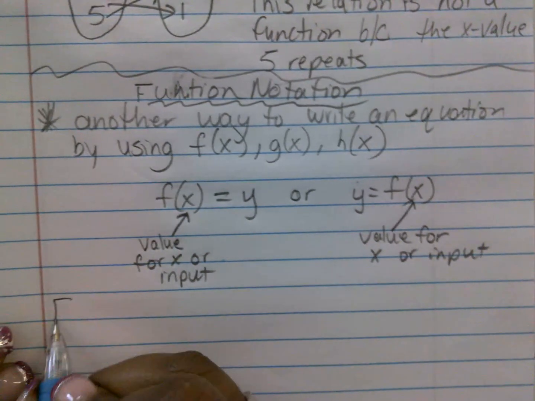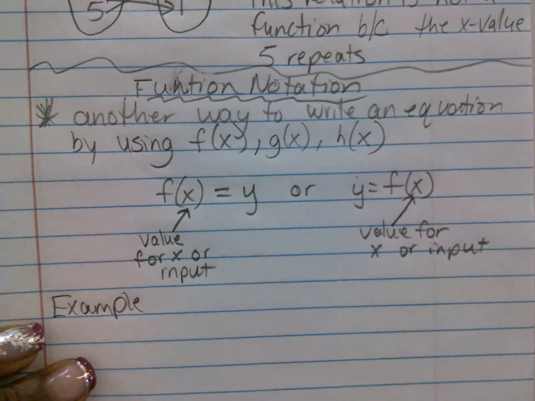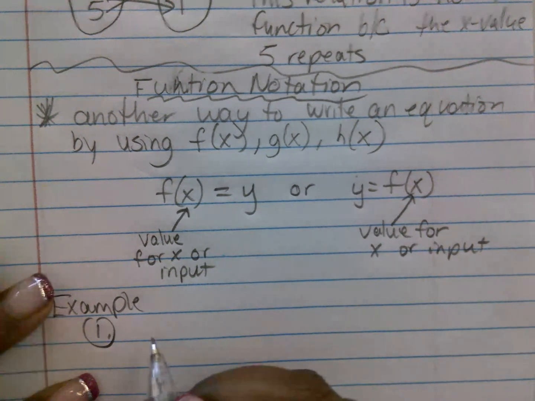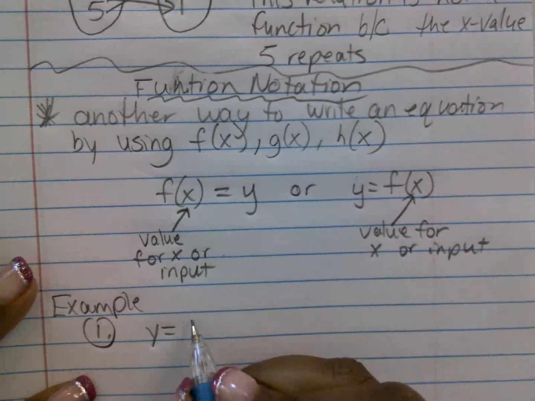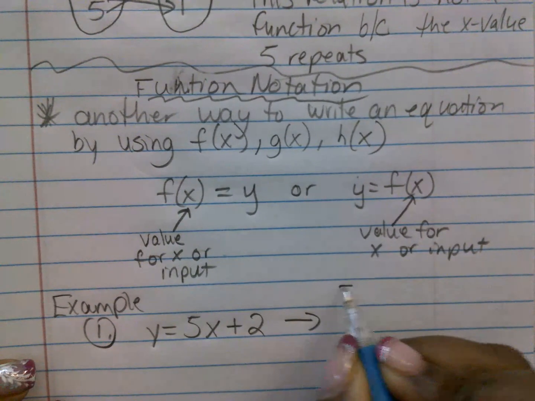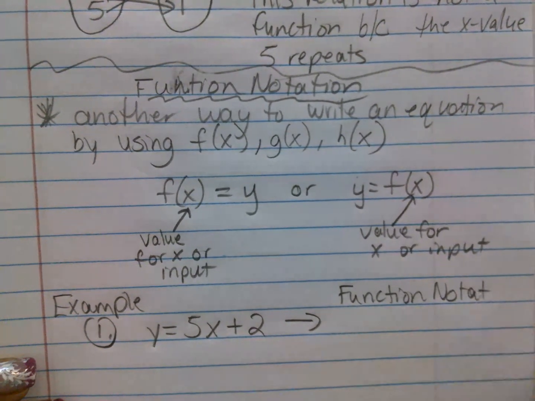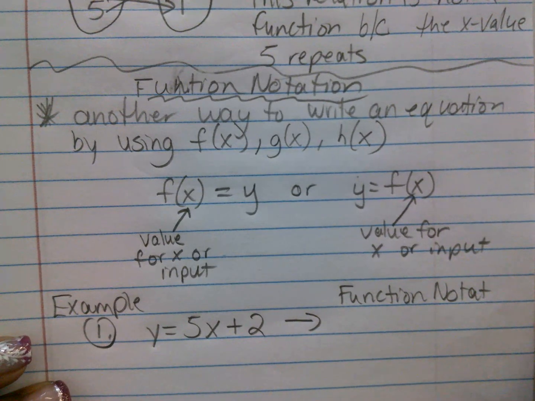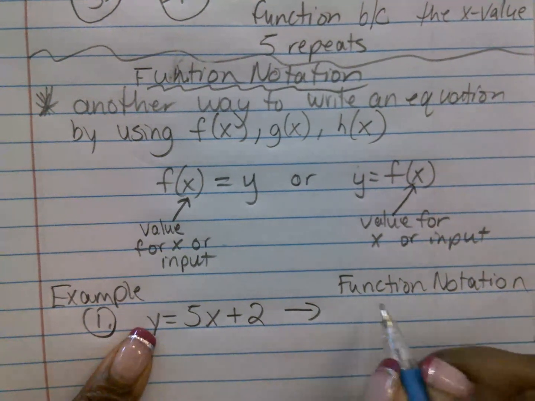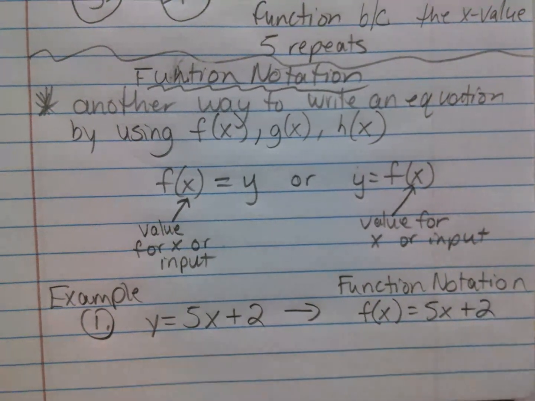If I have, let's do an example, okay? Function notation. To write this equation in function notation, let's write the equation. Y is equal to 5x plus 2. I'm going to write it in function notation. That means I'm going to replace my y with f of x or h of x. So here, instead of putting y, I'm going to put f of x is equal to 5x plus 2.